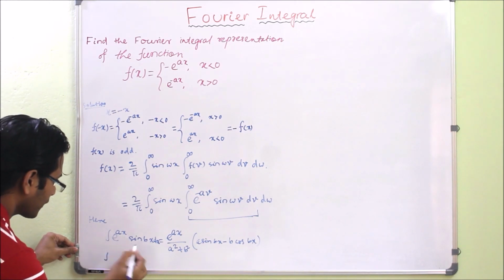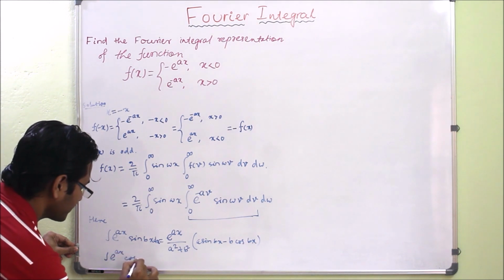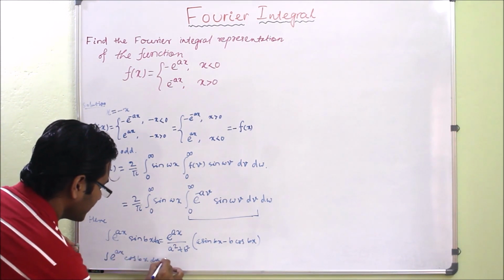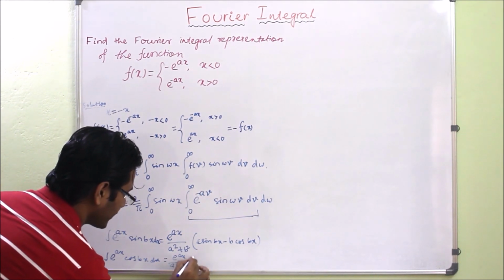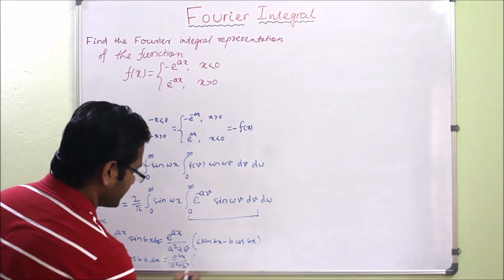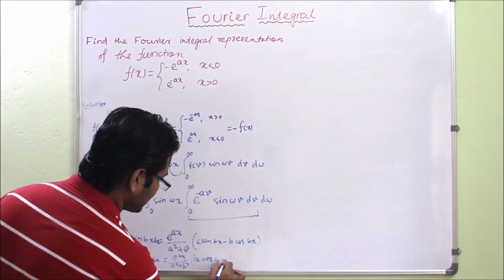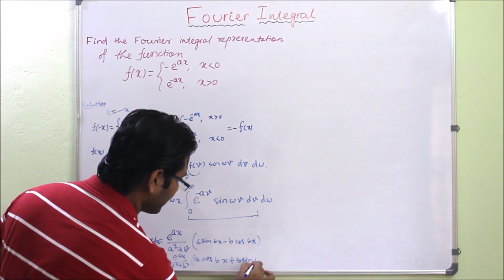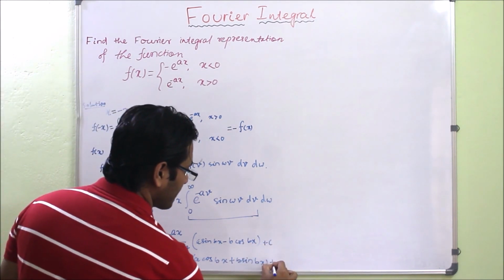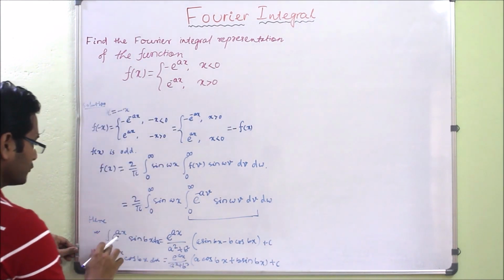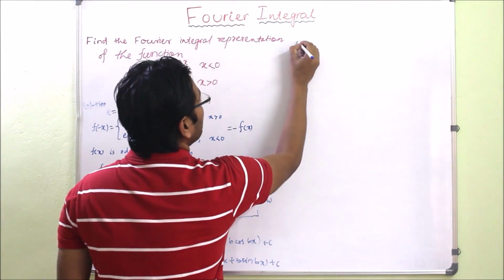Similarly, if we have cos, the integral of e to the power ax cos bx dx, then the same factor will come, e to the power ax divided by a square plus b square, whole into a cos bx plus b sin bx. Here it will change. Here we will apply the first formula because we have the e to the power ax sin bx form. So if we apply it, what will happen?